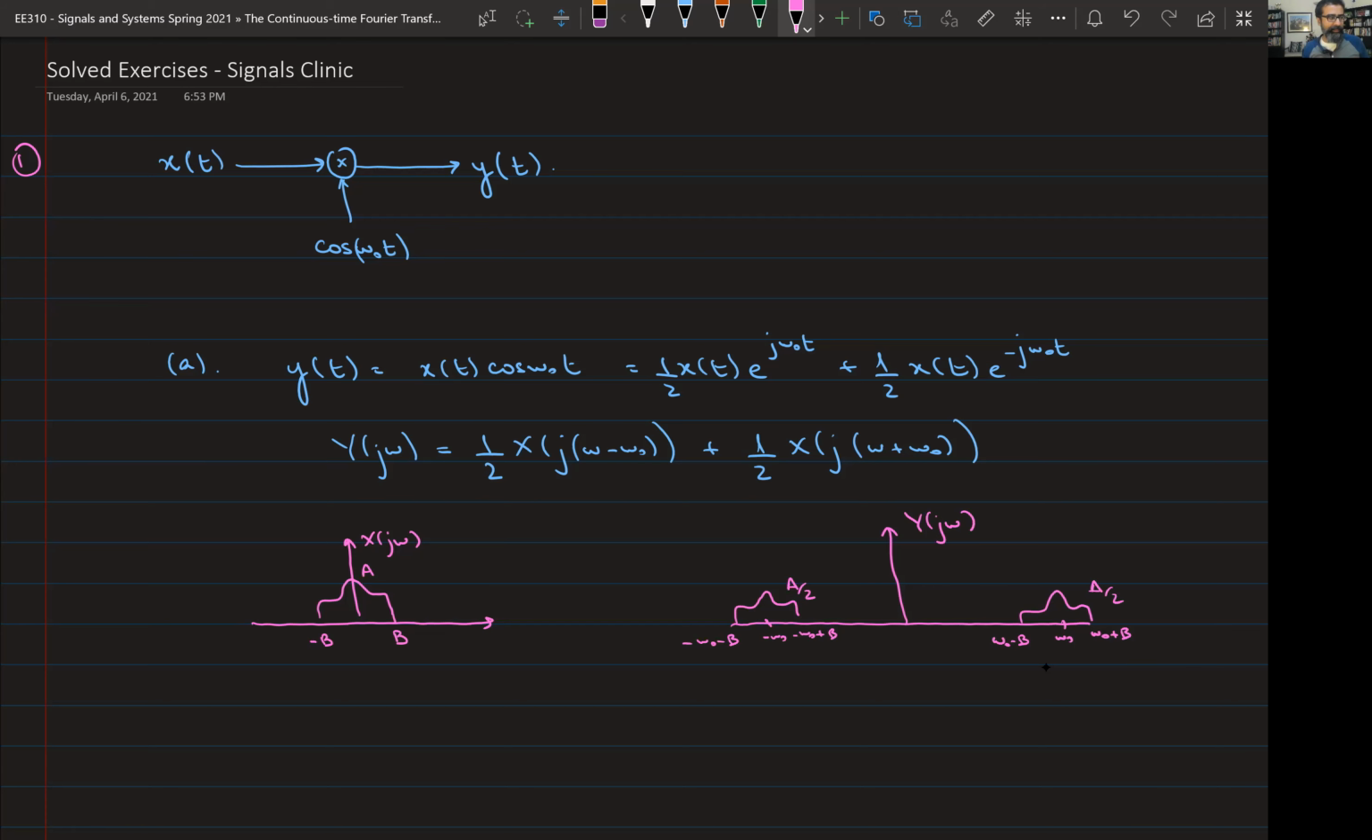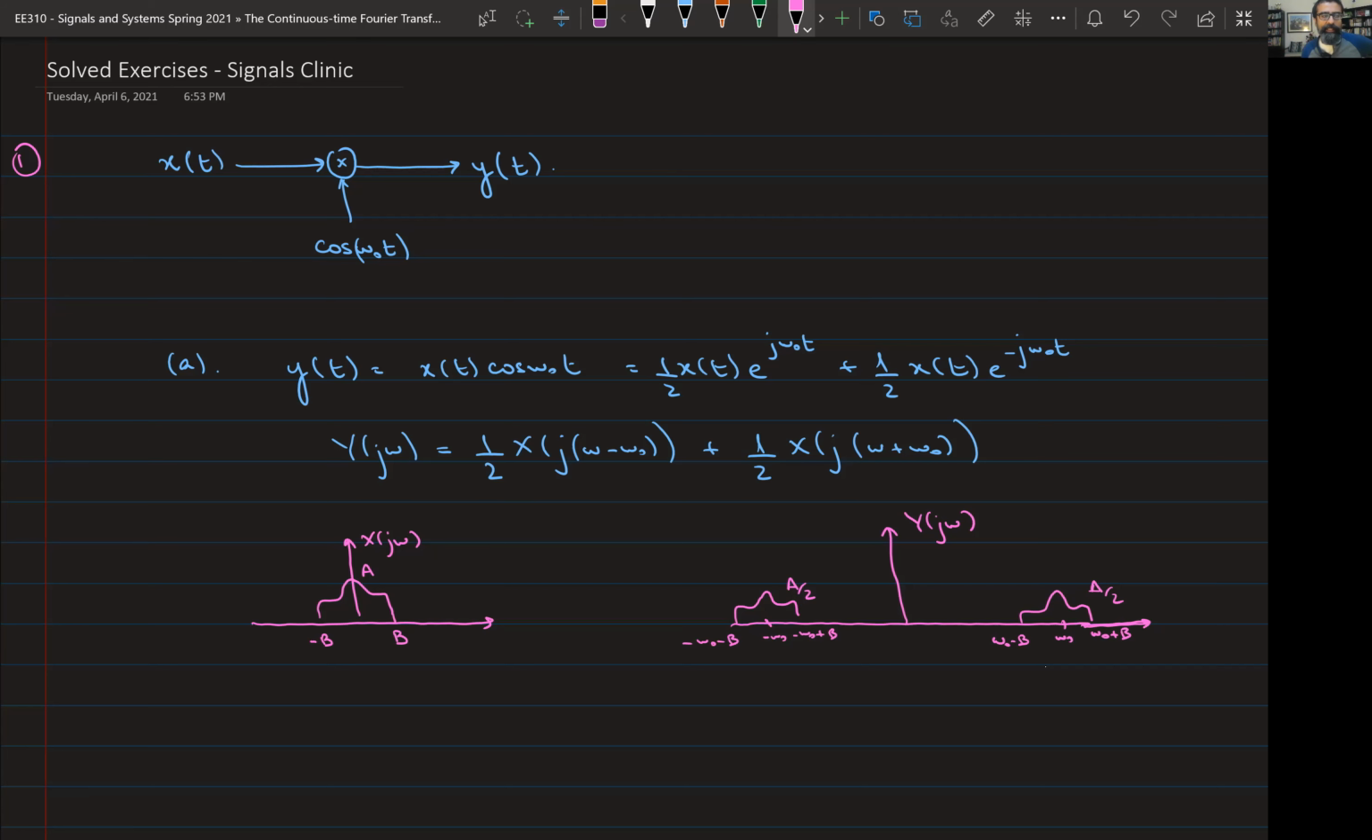Okay, and you could also prove this, by the way, through the multiplication property, which we actually did at the end of the last class. How is that? Cosine omega naught's Fourier transform is two delta functions, one residing at plus omega naught, the other one at minus omega naught. So multiplication in the time domain is convolution in the frequency domain. Therefore, if you convolve with a delta residing at plus omega naught, that just translates to a shift, and therefore this also shifts at the negative frequency. Okay, so this is what we ended with, I think, in the last class.